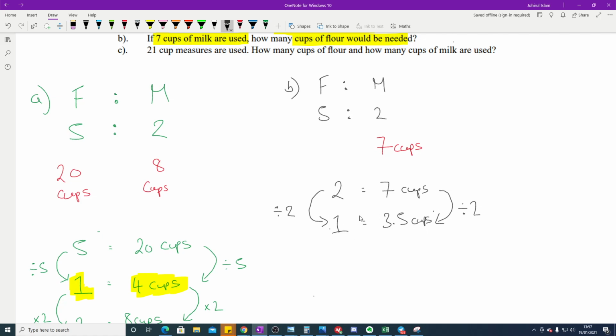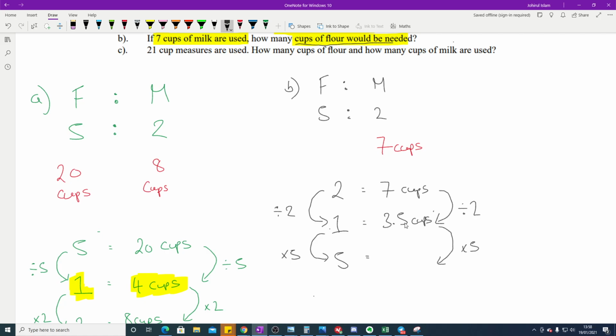Now, because we know the ratio 1 equals 3.5 cups, we can now work out what the ratio 5 will equal, because the question is asking how many cups of flour would be needed. So we know the ratio for flour, which is 5. Well, to get from 1 to 5, we need to multiply by 5. Therefore, we need to multiply the number of cups by 5.